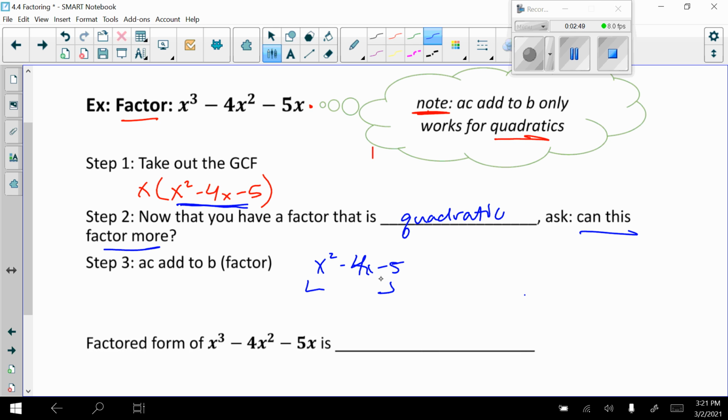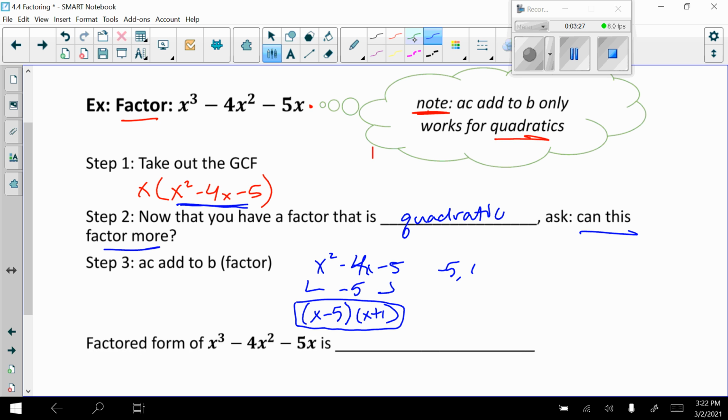A times c, first times last, that's negative 5. Remember, this is leading coefficient of 1, so that's my easy case, my more simple scenario. I need two numbers that multiply to negative 5 and add to negative 4. And we could do negative 5 and positive 1. Okay, so in this scenario, since the leading coefficient is 1, I got my two numbers. That means I'm pretty much done. So I can factor this to be x minus 5 and x plus 1. All right, so that's what that factors to be.